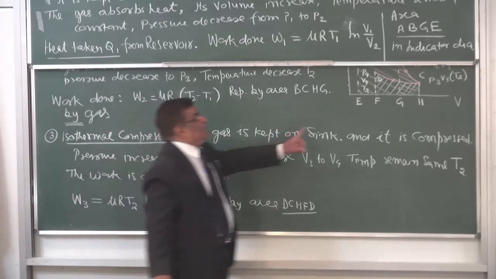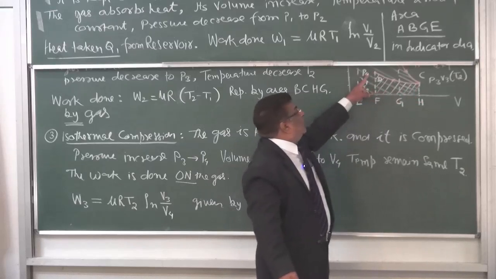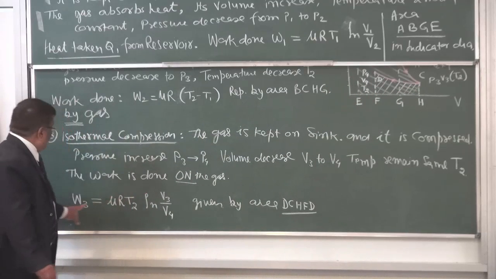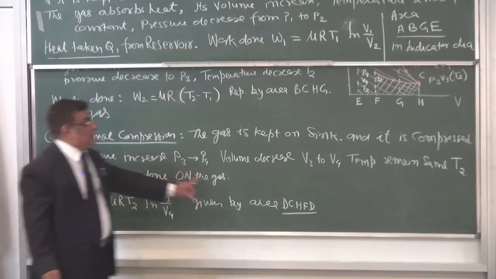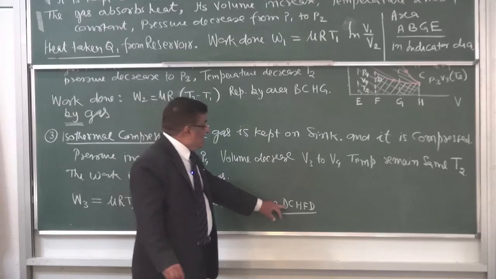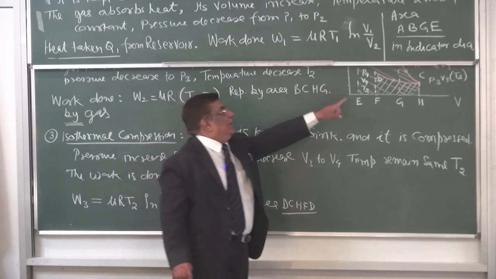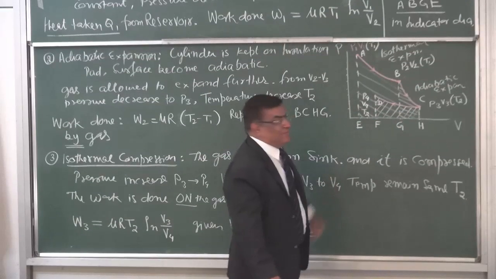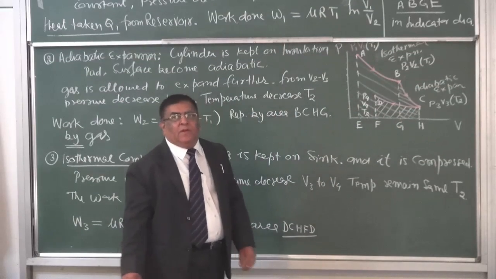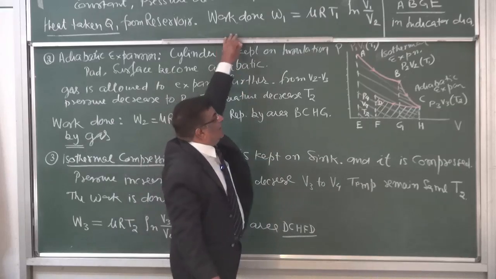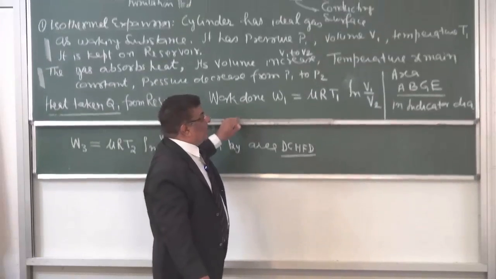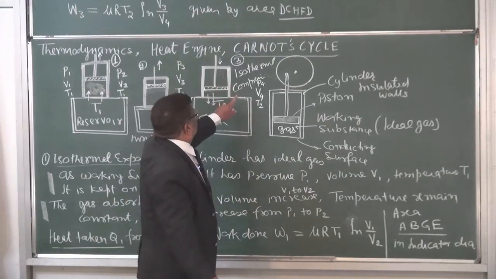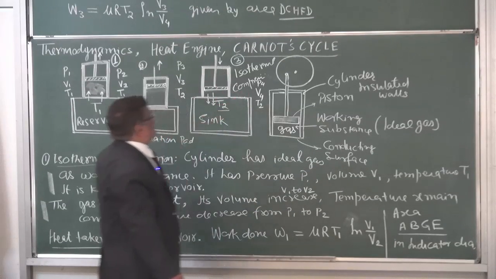Here there is a change in volume V3 to V4. So this is the mathematical expression for the work done on the gas. This is the graphical expression, DCHFD. Graphically this much is the work done in process number 3. So now we have done process number 3 and the gas has been compressed. The temperature is T2.